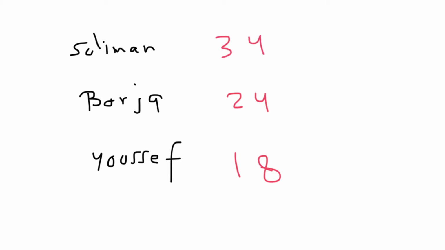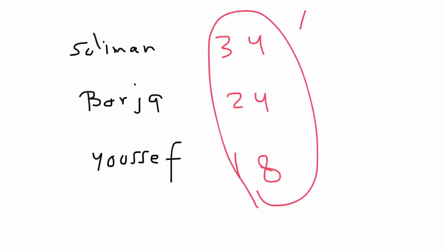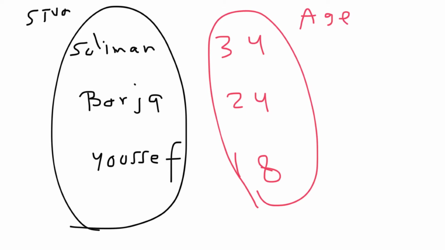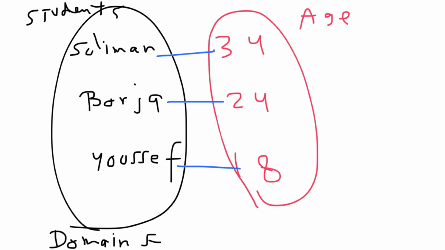Very good. Okay, so we have now a set of ages, and we have a set of students. We can say that there is a relation between these two sets, demonstrated by connections from this student to this age, from this student to this age, from this student to this age. We call the first set, the students, the domain set, and the other one is the range set.